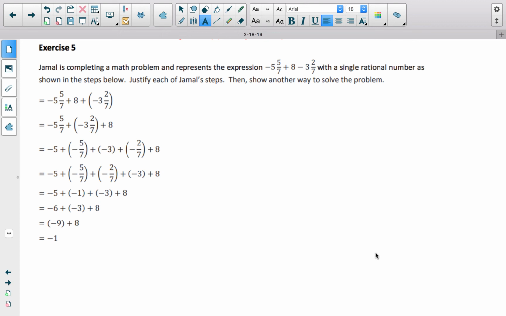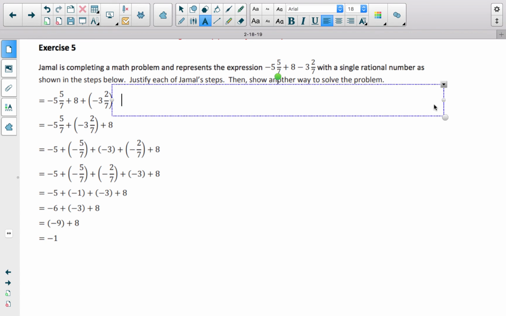What I need you to do is, for each step, there's 1, 2, 3, 4, 5, 6, 7, 8 steps, you can write right next to it. So I'll give you an example. We have step 1, and you don't even need to write step 1 if you don't want to, because you're writing it right next to it.